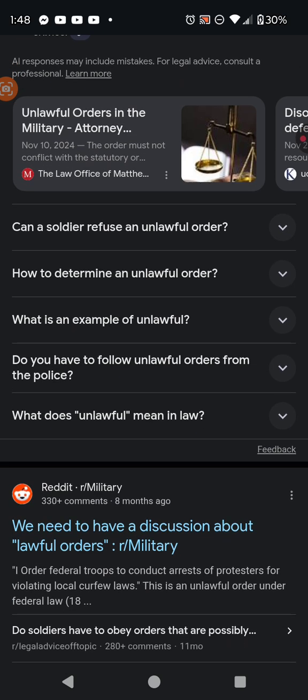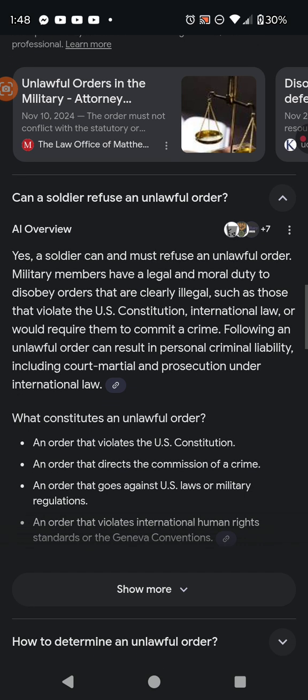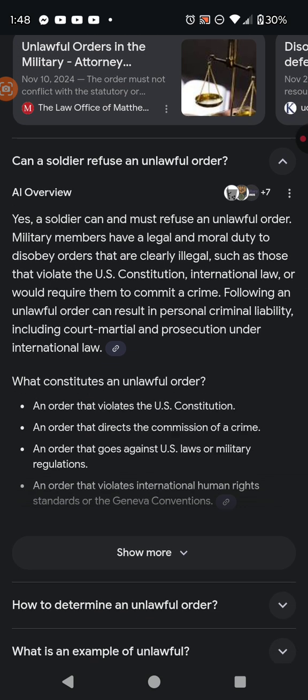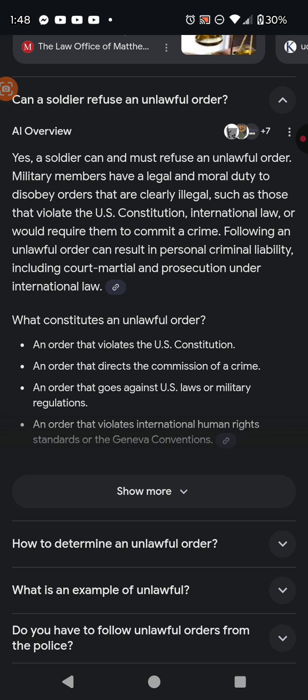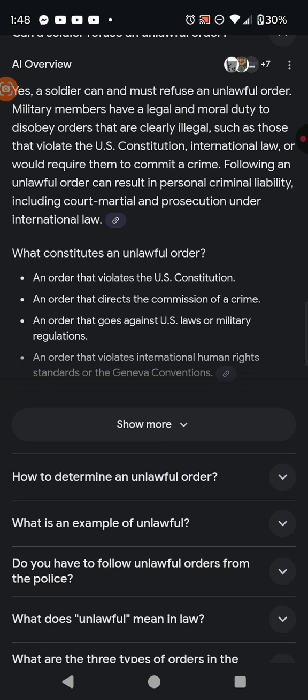Can a soldier refuse an unlawful order? Yes, a soldier can and must refuse an unlawful order. Military members have a legal and moral duty to disobey orders that are clearly illegal, such as those that violate the U.S. Constitution, international law, or require them to commit a crime. Following an unlawful order can result in personal criminal liability, including court-martial and prosecution under international law.